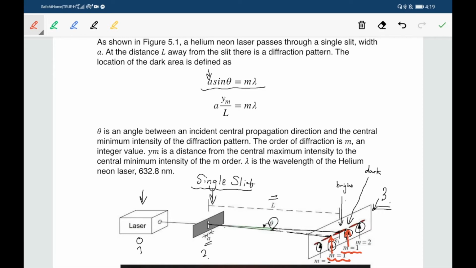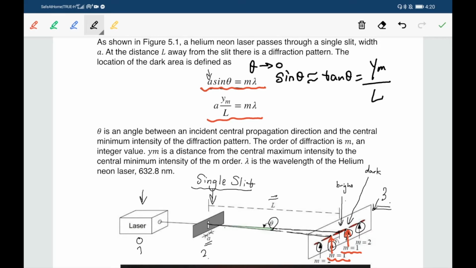This is the equation we're talking about. After we get this equation, since theta goes to 0, when it is a pretty small theta, we can do an approximation here: sine theta approximately equals tangent theta. That's why we can approximately use y_m over L. This is the approximation we use here.